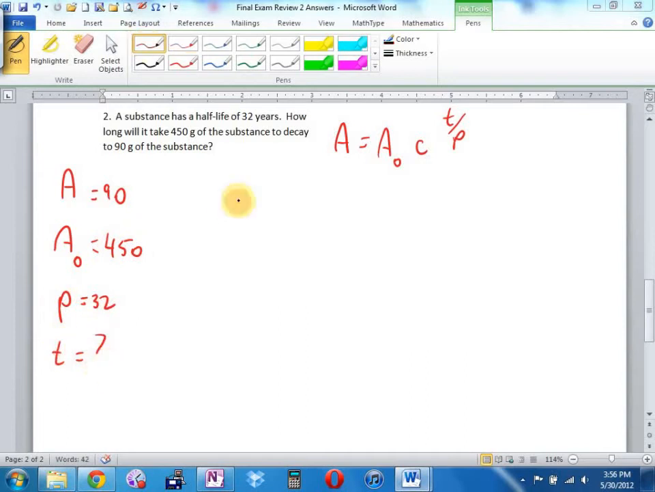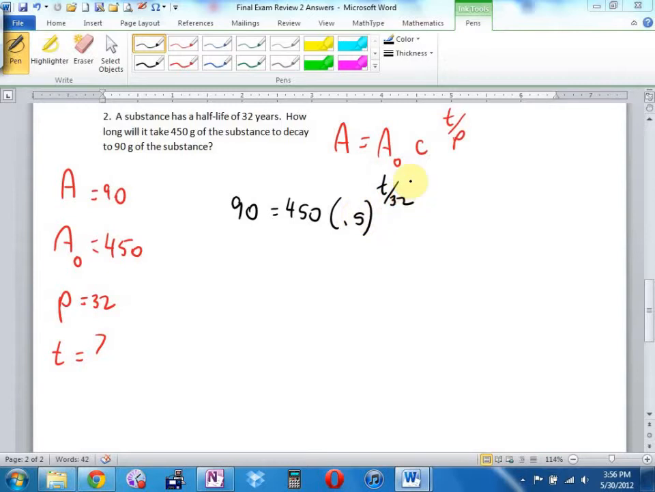My equation is going to look like this. 90 equals 450. Half-life, the growth rate is always 0.5. If they'd said doubles, the growth rate would be 2. If they said triples, the growth rate would be 3. If they said a percentage, it's 1 plus the percentage if you're increasing, 1 minus the percentage if you're decreasing by that percent. To the T over 32.